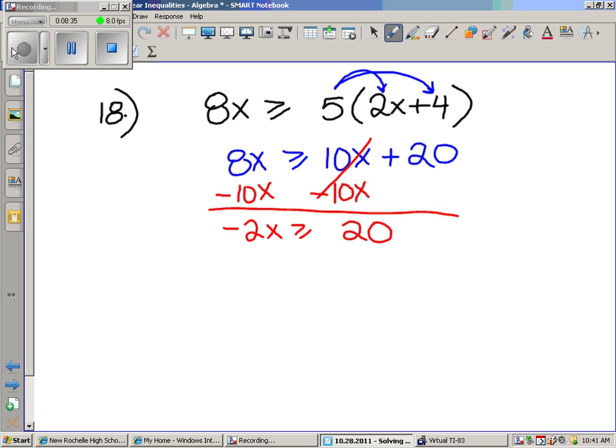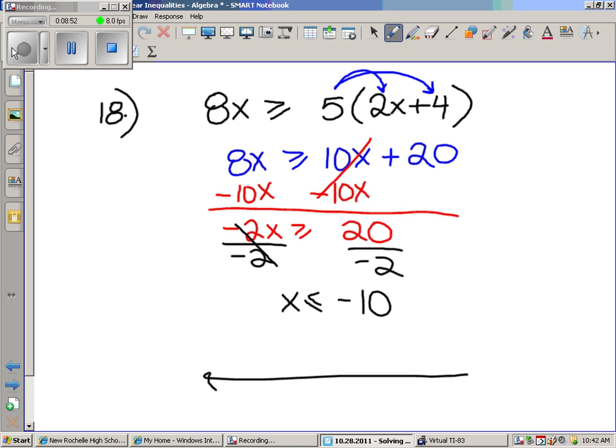What's next? Good job. Great job, Tyrena. Divide by negative 2. What happens when we divide by a negative? We got to flip the signs. Negative 10.